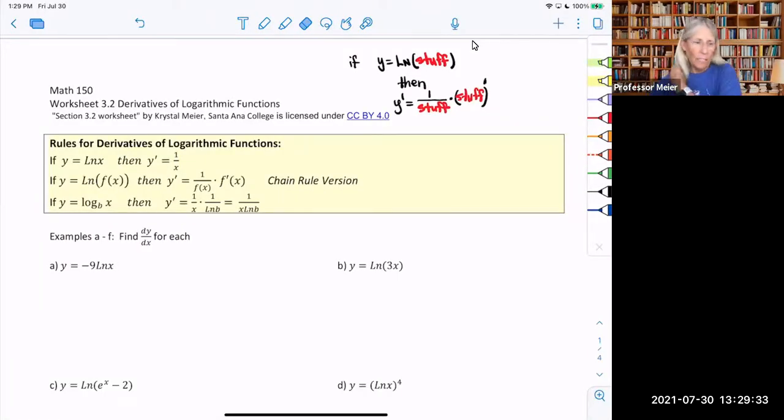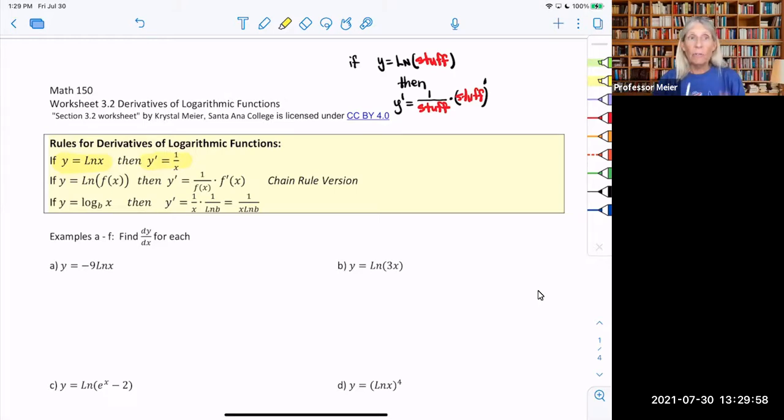Hi, everyone. We're going to talk about derivatives of log functions. And specifically for us, we'll mostly key in on the natural log function. So here in the yellow box, we've got the rules for this. If you have the natural log of x, then the derivative of that is just 1 over x. So this is the basic rule.